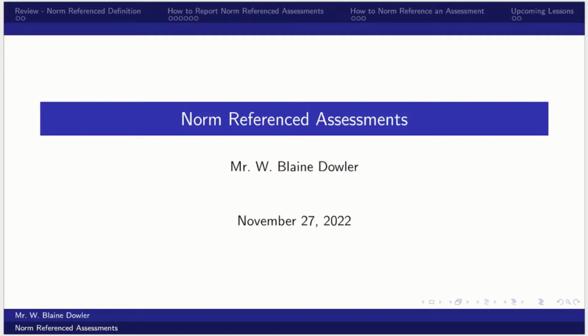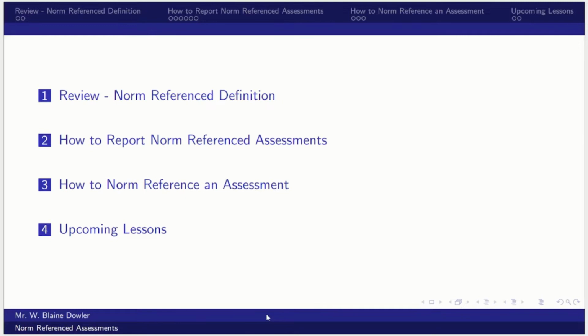This is part 4 on norm-referenced assessments. We're going to look first at reviewing what the definition means for norm-referenced assessments. Then we will look at how we report norm-referenced results. And finally, we'll look at how to build a comparison table for those results before we discuss what's coming up in parts 5 through 9.